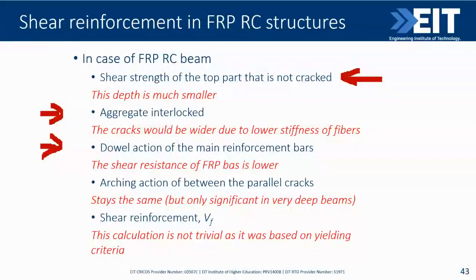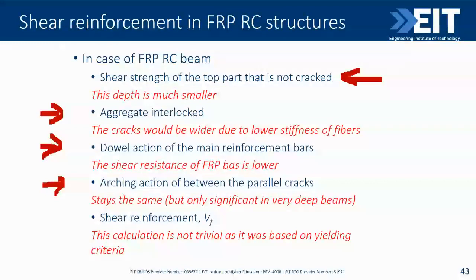Dowel action, the third one. Well, the problem is that the shear resistance of FRP bars is lower. We're also losing on this. What about the elbowing? Elbowing actually stays about the same. But this becomes significant only if we have deep beams. Otherwise, for very shallow beams this effect is already insignificant.